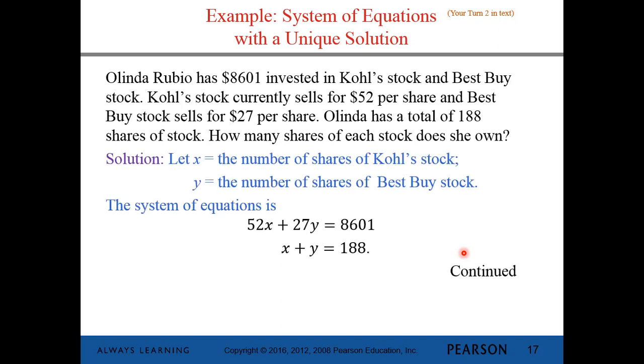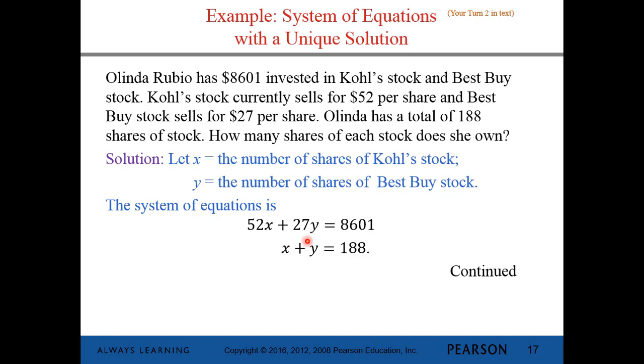And so if we look at this, let's make X the number of shares of Kohl's stock, and let Y be the number of shares of Best Buy stock. Now you could use K and B if you wanted to. You don't have to use X and Y. If you want to use K for Kohl's stock and B for Best Buy stock, it's fine. But let's use X and Y as they have.